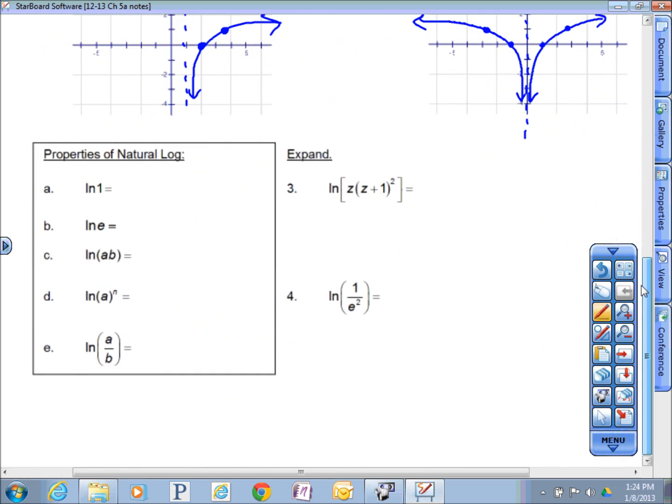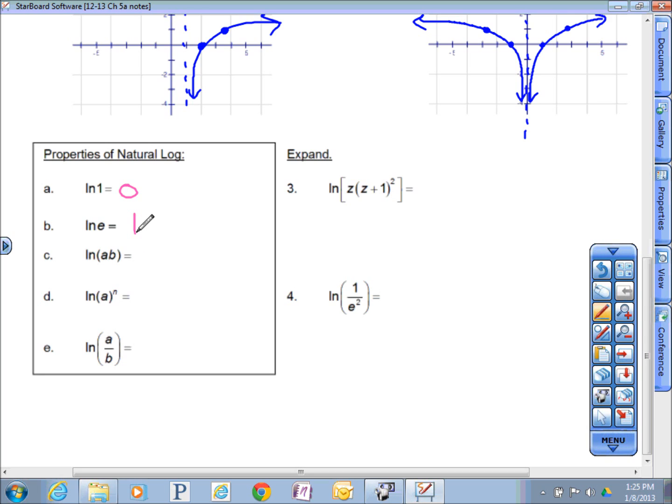Well, when I'm starting to look at some of these properties of logs, back in the good old days, we talked about logs. We talked about what kinds of things we could do with them. Properties of logs. I'm hoping these aren't a big surprise. Natural log of 1, according to those graphs that we have up there, is going to be 0. Natural log of e is going to be 1.